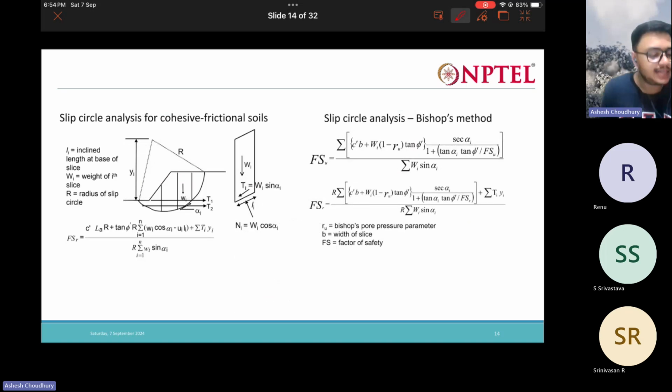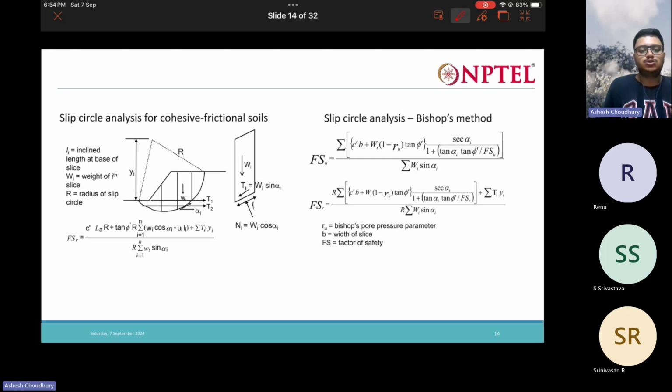So this was the case for what? For phi-zero soils, completely cohesive soils where we don't have any phi or friction angle. Now, what if the soil is a c-phi soil, a cohesive frictional soil? In that case, what do we need to do?